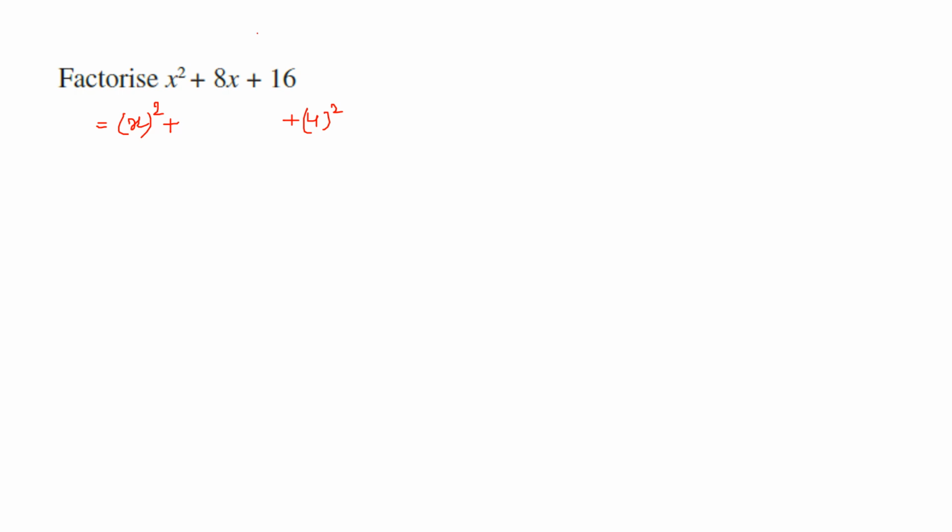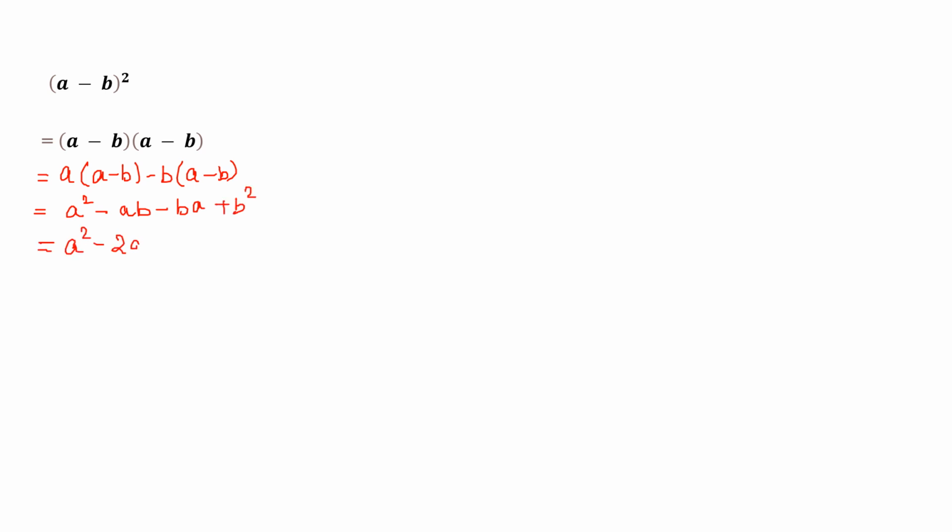So just now we have studied the identity (a + b)² = a² + 2ab + b². So a² I got as x², b is my 4, 4² is b². Now let's see whether 2 into a into b is 8x or not. So 2 into a is x, b is 4. So 2 into 4 into x will give me 8x. So I can write this as (a + b) whole square, (x + 4) whole square. So this is the factorization of x² + 8x + 16.